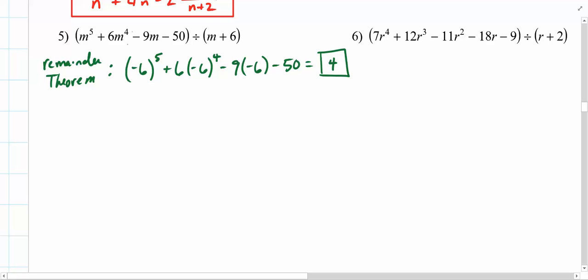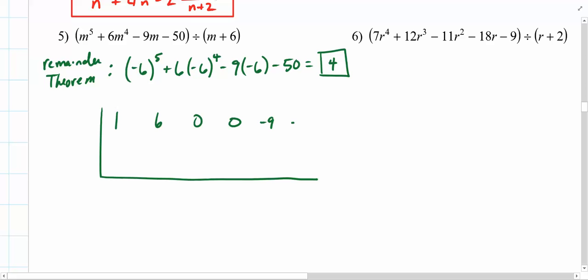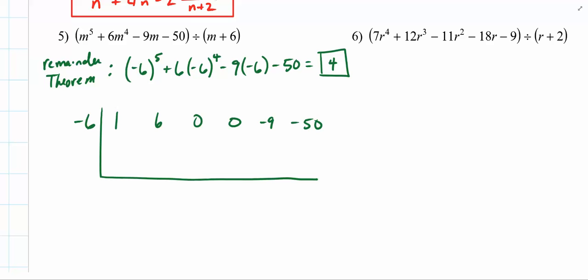Now be on the lookout for problems like this. When I set up the synthetic division, I will have to use a placeholder here, because I can use the 1 for the m to the 5th, the 6 for the coefficient of m to the 4th. Notice I don't have an m cubed or an m squared, so I'll use zeros in place of m cubed and m squared, and then -9m minus 50 with a -6 on the outside. And now I'll complete the synthetic division.